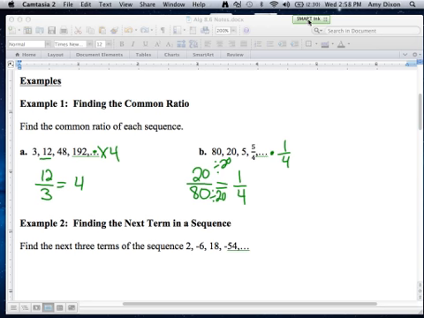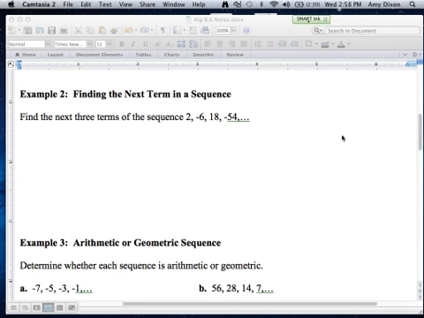So let's look at example 2. Example 2 says find the next 3 terms of the sequence. Well, in order to do that, we have to find out what's happening. So we need to find that ratio. So we need to do like we did on the last example. We're going to divide two numbers. We're going to take -6, put it over 2. And what we get when we divide that is -3. So that's what our common ratio is, -3. So that means we're multiplying by -3 to get each number.